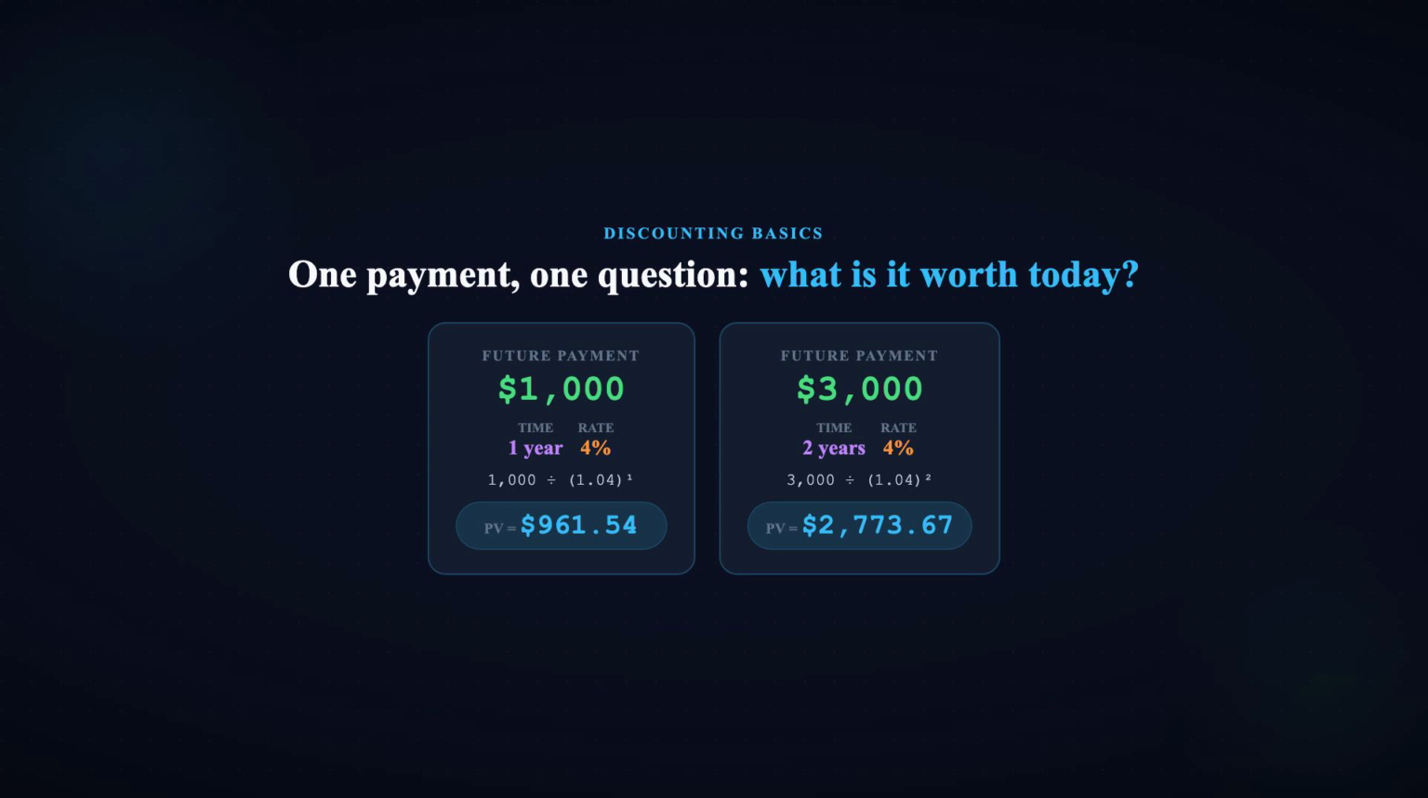$961.54. Now extend it. What if someone promises you $3,000 in 2 years at the same 4% rate? You divide 3,000 by 1.04 squared. 1.04 times 1.04 is 1.0816. 3,000 divided by 1.0816 is about $2,773.67. Each future payment shrinks when you pull it back to today. The further away it is, the more it shrinks. That is discounting.